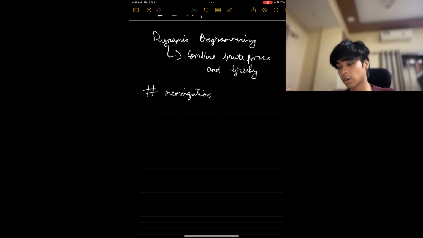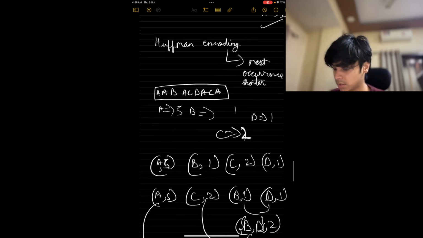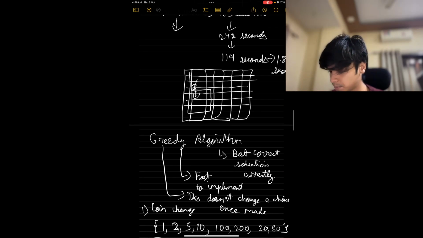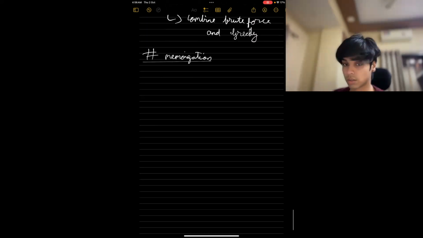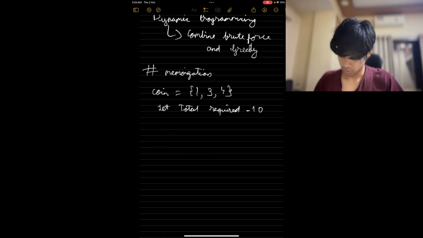It works on a peculiar concept: we break the larger problem into smaller subproblems and solve each subproblem, saving the result in our memory so that whenever we need the result again, we can just use the stored value. For example, let's just do the coin problem.